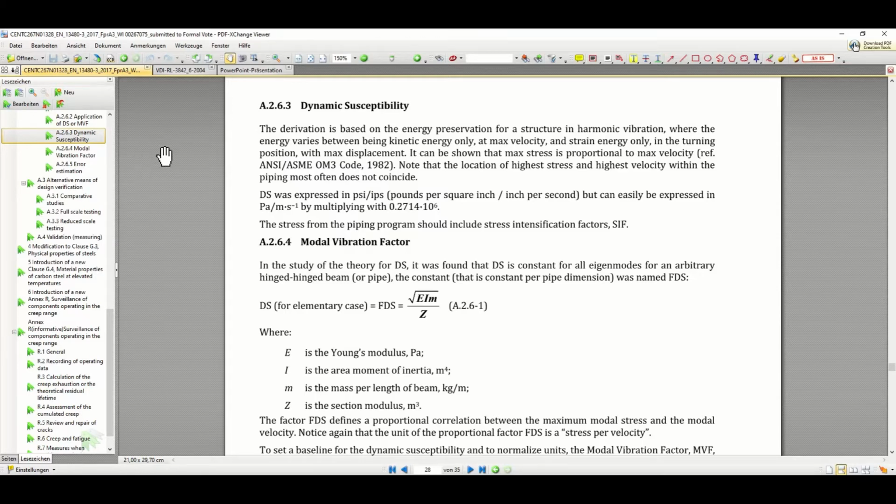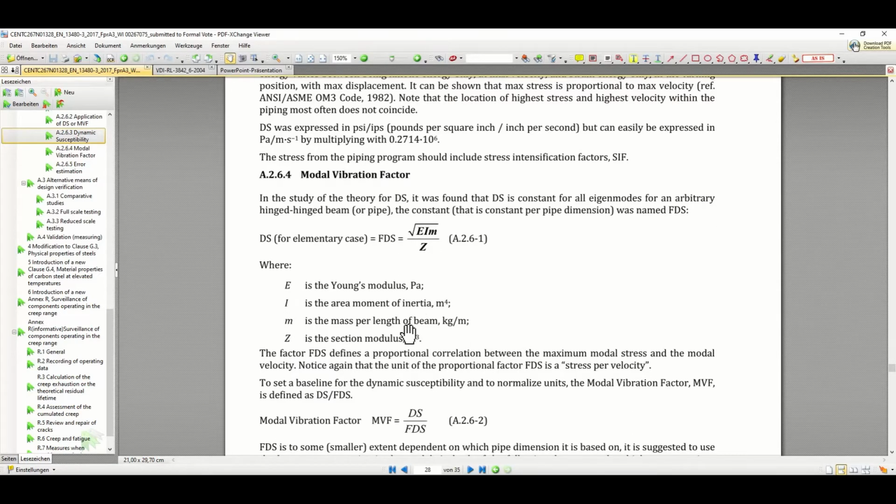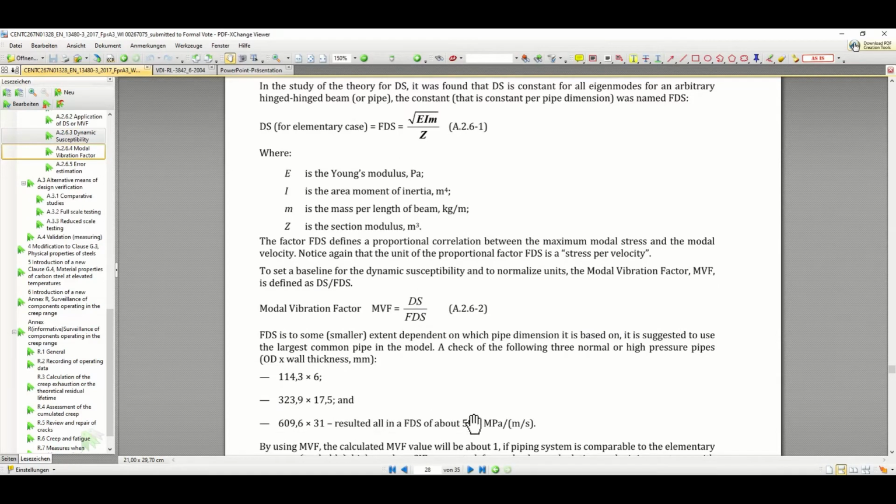Here we see that they basically say that the maximum stresses are proportional to the maximum velocity. And so we're just looking at this proportionality factor and asking what the ratio between those is. They define a fundamental dynamic susceptibility as being the dynamic susceptibility of a straight pipe. And here's the analytical formula for this fundamental dynamic susceptibility. They even give a value for the straight pipe, which is 58 MPa per meter per second. So the unit is stress per speed, actually.